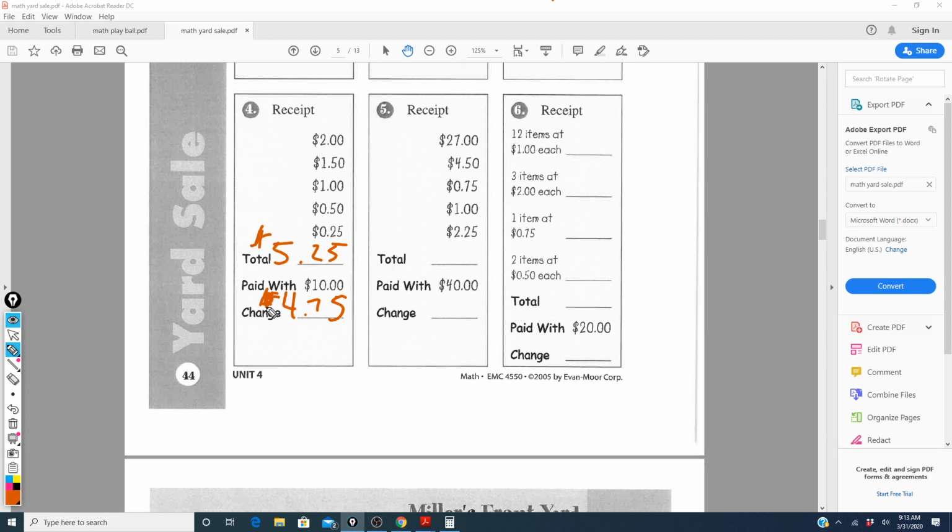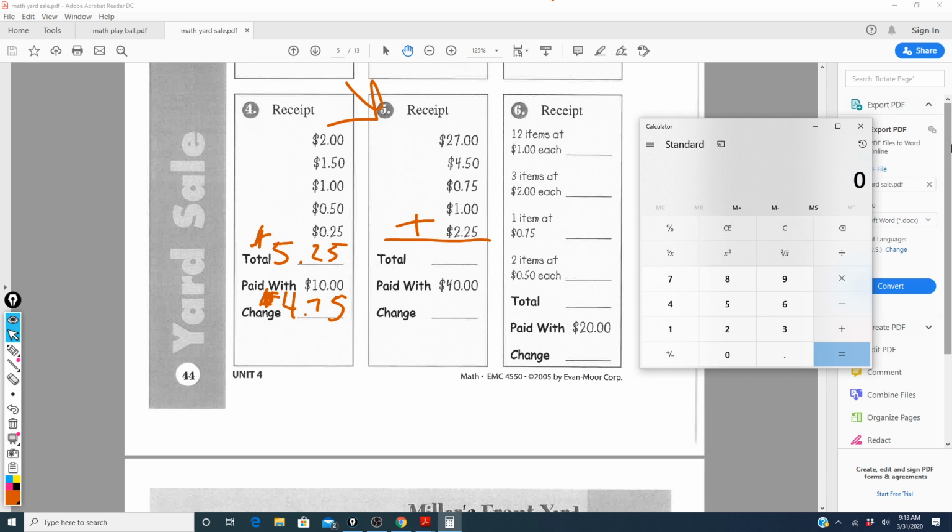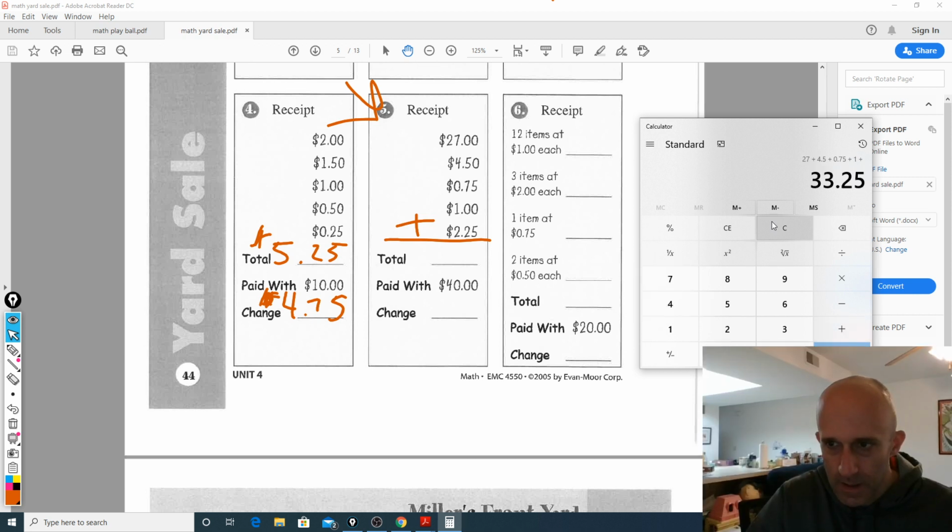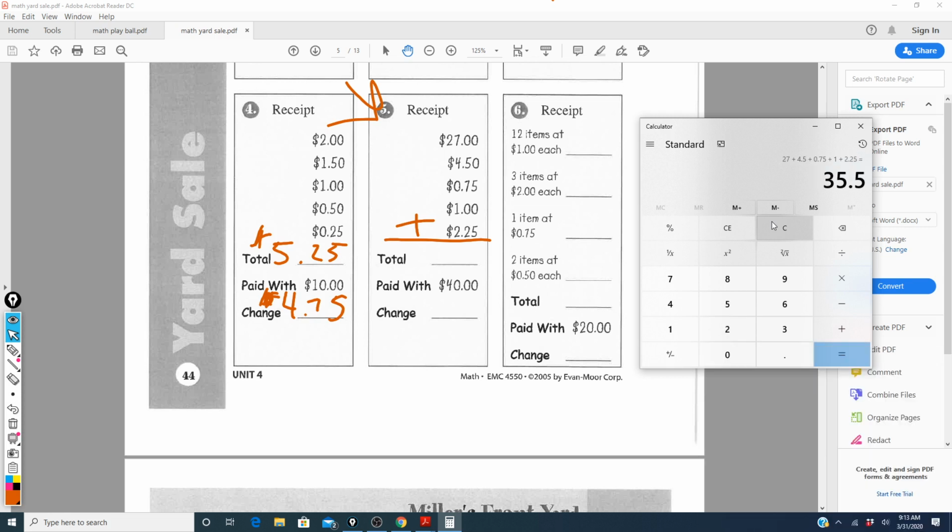So when we're dealing with number 5 here, again, all this is adding everything up. So when you do this, you take your 27 plus your 4.50 plus your 0.75 plus your 1 plus your 2.25 will give us $35.50.